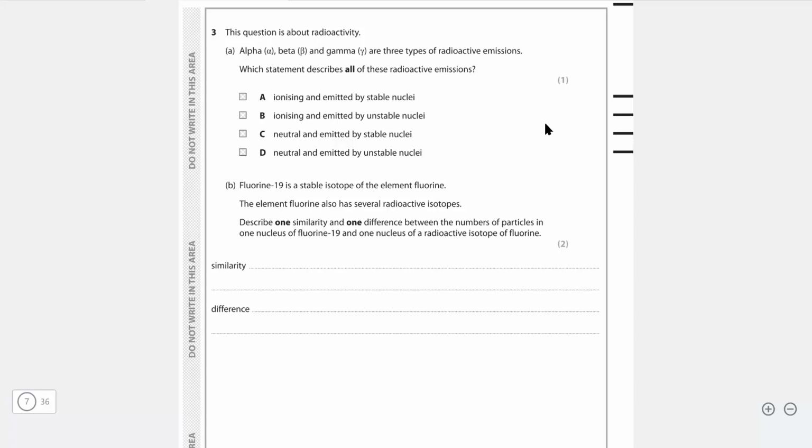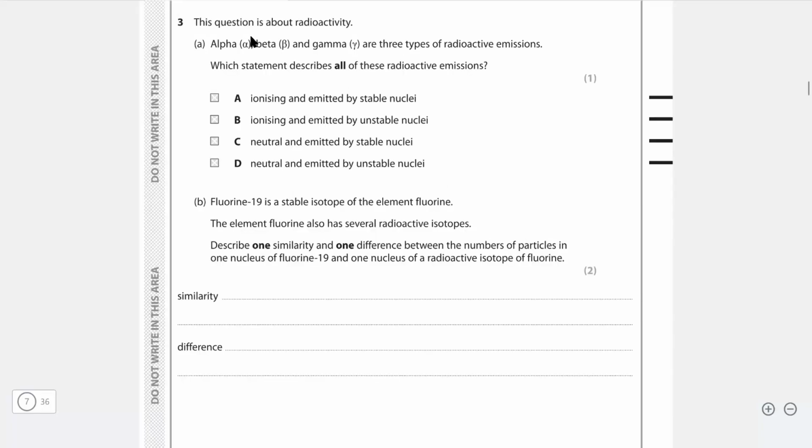Let's do a revision question on radioactivity in GCSE physics. This is a question from the 2021 Edexcel paper 1. Alpha, beta, and gamma are three types of radioactive emission. Which statement describes all of these radioactive emissions? So let's have a look at them one by one.